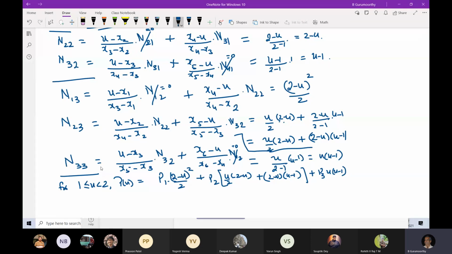The last term, and this is the one where I think I'm not getting the right term, so maybe you should focus on this a bit, is N33. And so I get i is 3, so u minus x3.